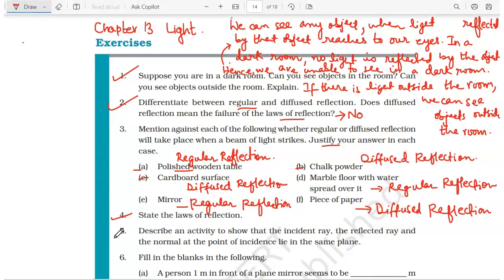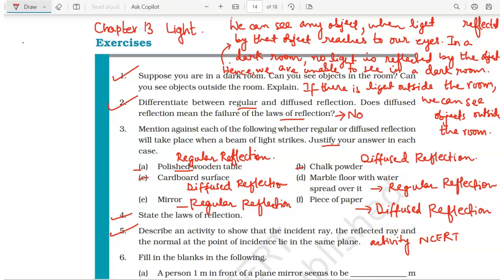Now, question number 5. Describe an activity to show that the incident ray, the reflected ray, and the normal all lie at the same point. Okay, on the same plane. So there is an activity in your book. You can just go through that activity and write it down from the NCERT book.